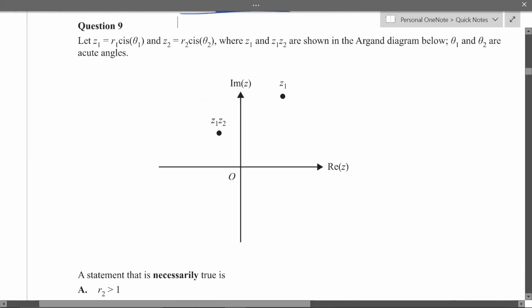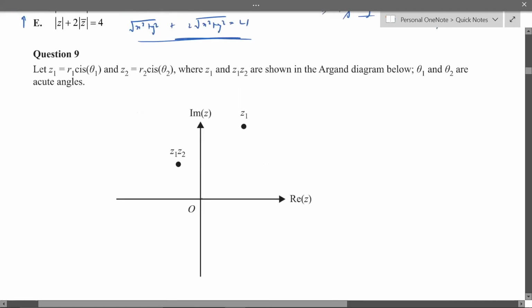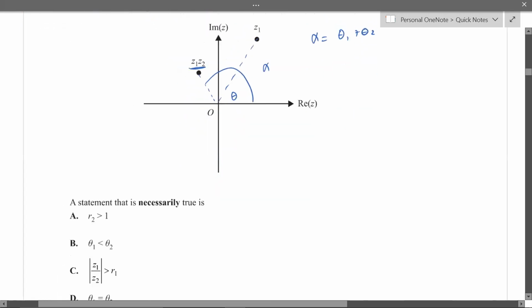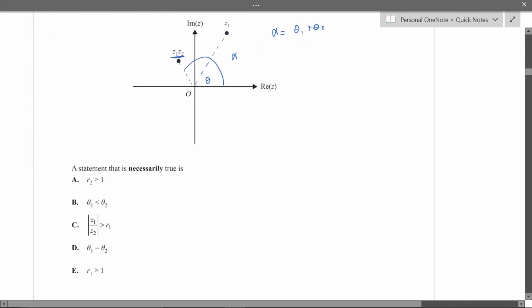So question 9, statement that is necessarily true. So if this is Z1, then that's theta, and this is, I'll say, I don't know, alpha. And since it's been multiplied, that means alpha is equal to theta 1 plus theta 2, because you can see the angles here. So it's asking for the statement that has to be true. So it's not something that might be true, it has to be true.